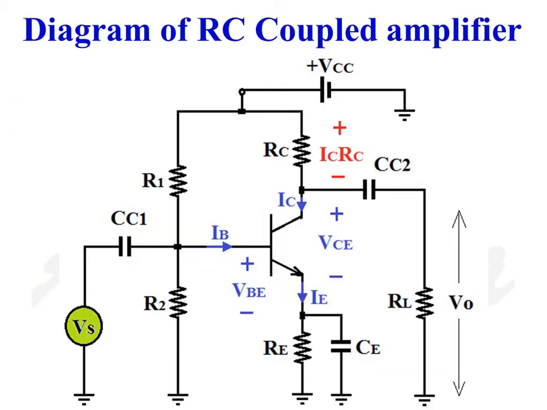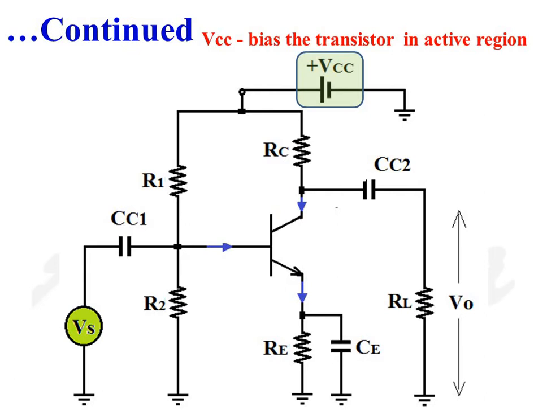This is the circuit diagram of a RC coupled amplifier. Voltage source VCC bias the transistor in active region. Base emitter junction is forward biased and collector base junction is reverse biased using voltage source VCC.